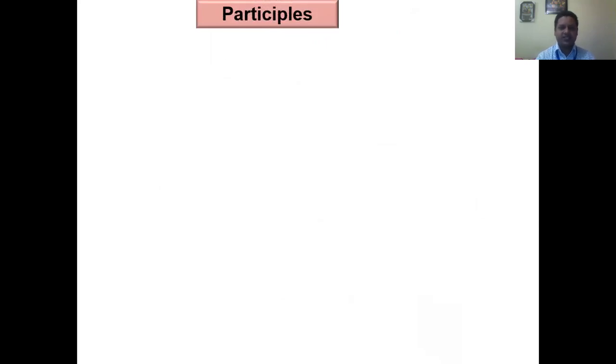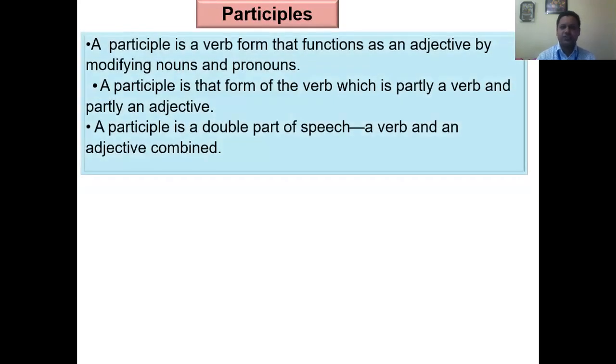Now I'm going to discuss participles. Definition of participles. What is a participle? A participle is a verb form that functions as an adjective by modifying nouns and pronouns. So a participle modifies nouns and pronouns and it functions as an adjective. It is a verb form.